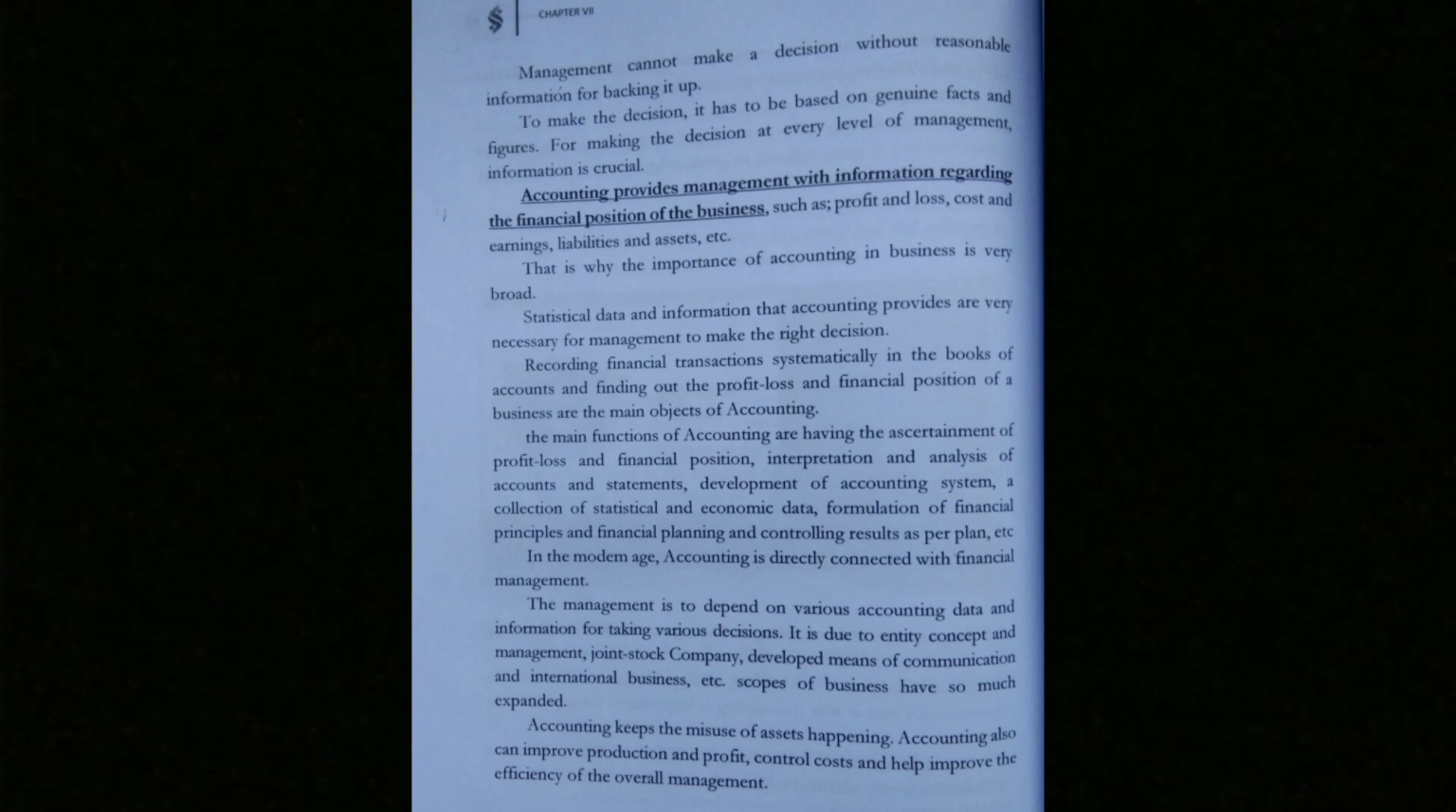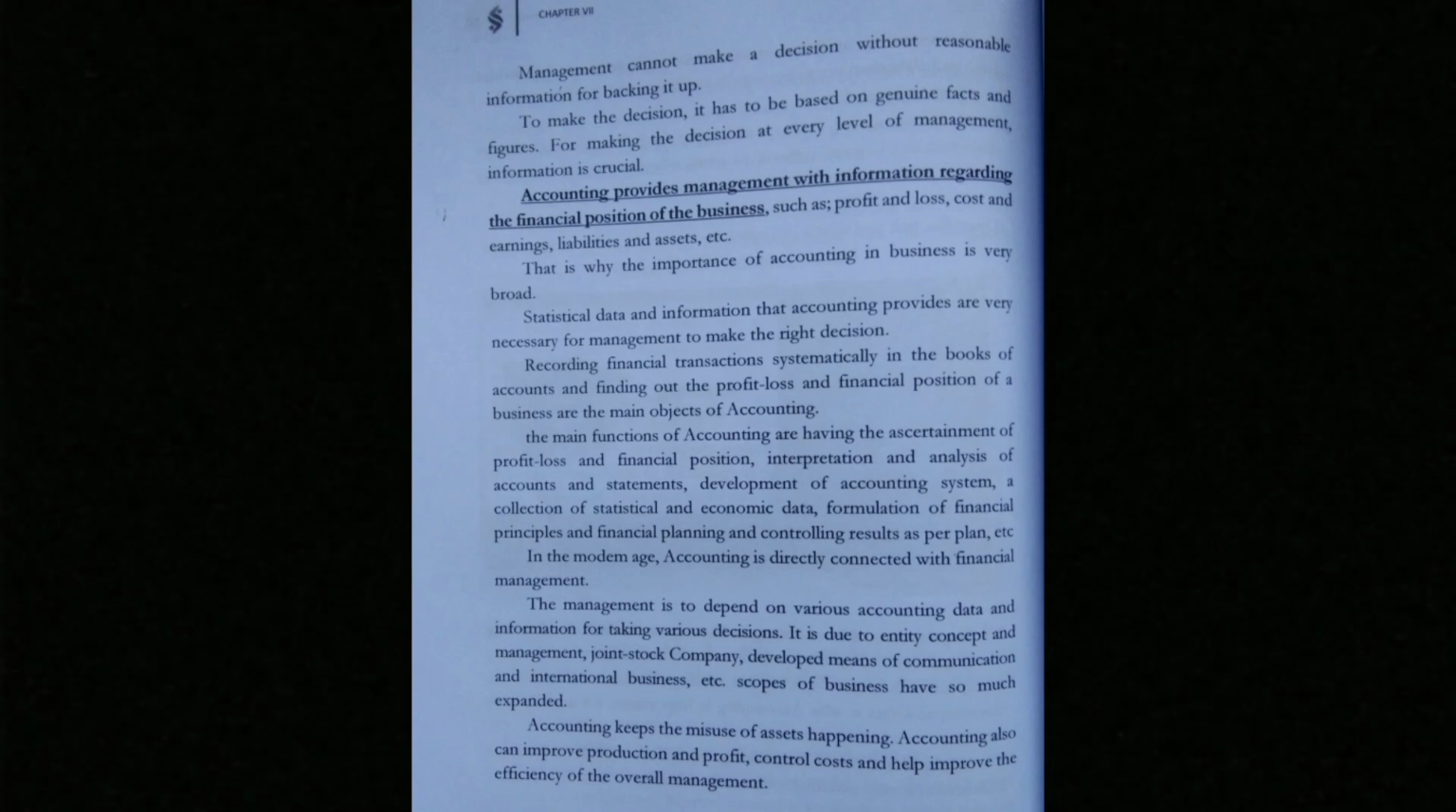In the modern age, accounting is directly connected with financial management. Management depends on various accounting data and information for taking various decisions. This is due to the entity concept and management, joint stock companies, developed means of communication, and international business. The scope of business has much expanded.